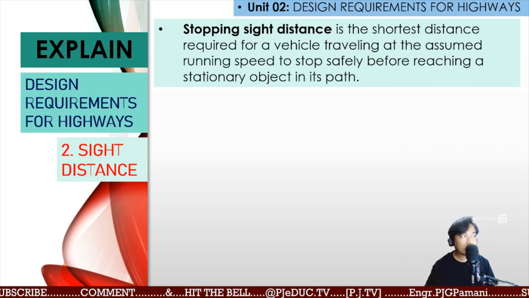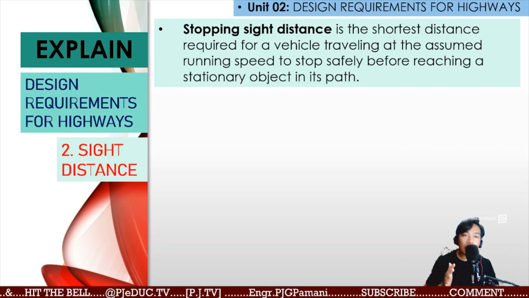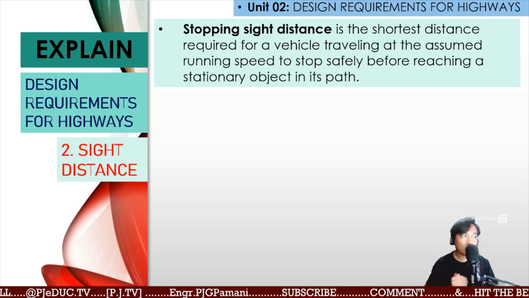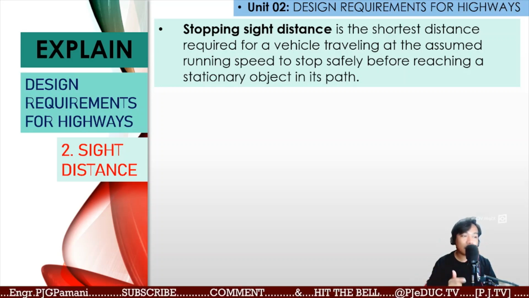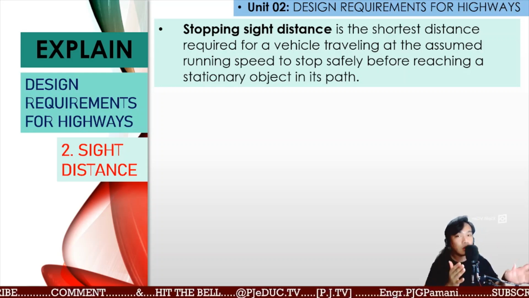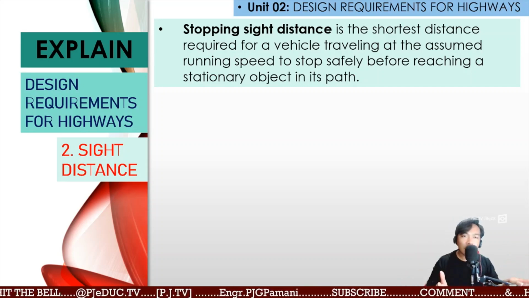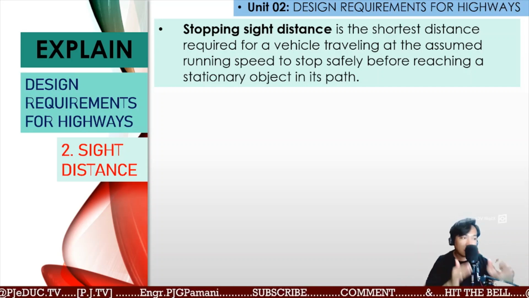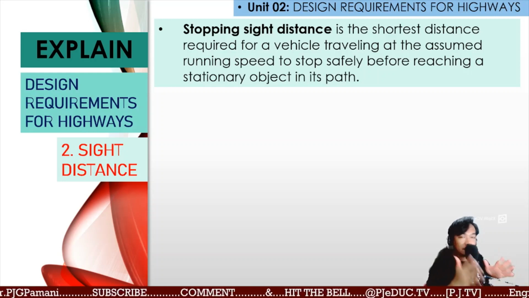First things first, we have the stopping sight distance. Stopping sight distance is the shortest distance required for a vehicle traveling at an assumed running speed to stop safely before reaching a stationary object on its path. So, before he hits the obstruction along the way, he has a decision time. At 2.5 seconds, he or she should then press the brake and prevent accidents along the road.